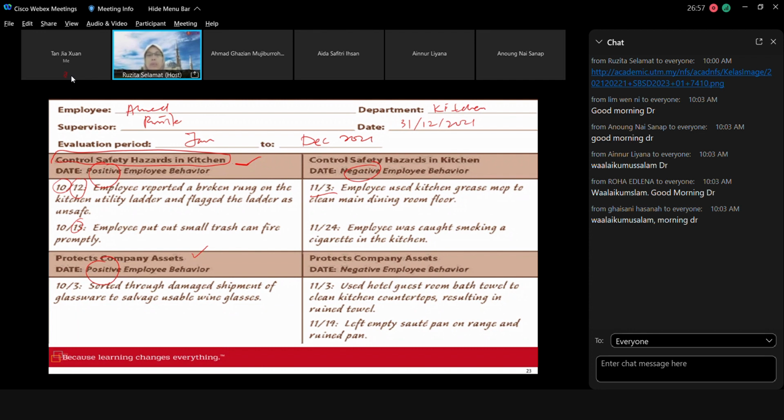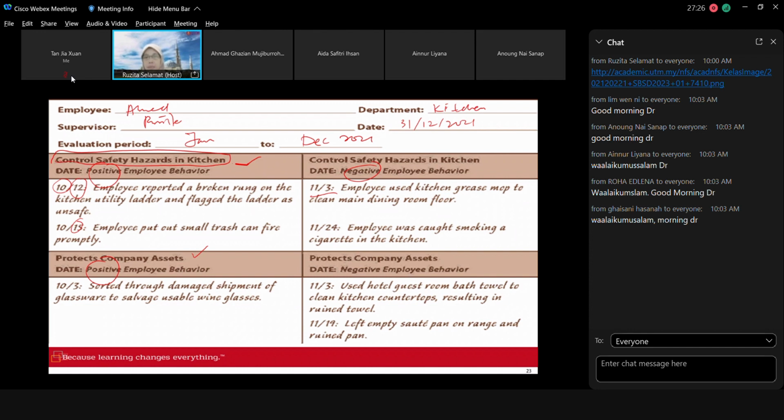the floor will get slippery, right? Maybe some of the guests will slip and fall, because the same mop is being used in the kitchen and in the dining room. By right, they should have a separate mop for the dining room floor. So this is a mistake, and is considered negative employee behavior in controlling safety hazards in the kitchen.